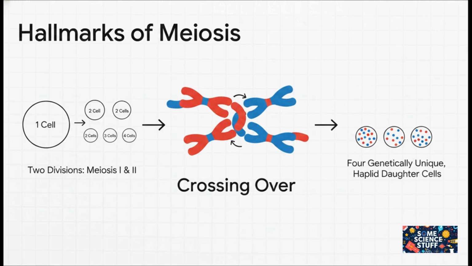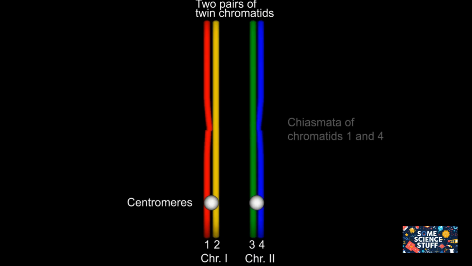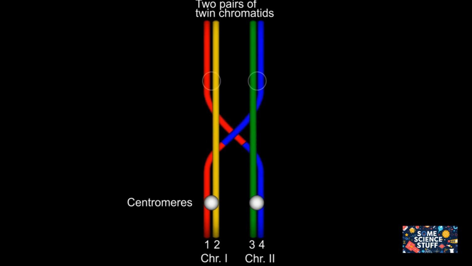Now, meiosis has a couple of really unique tricks up its sleeve. First off, it's a two-part process, meiosis 1 and meiosis 2. But the second thing, this is the real game changer, something called crossing over. During prophase 1, the homologous chromosomes pair up and literally exchange bits and pieces of their genetic material. It's like they're trading arms and legs.